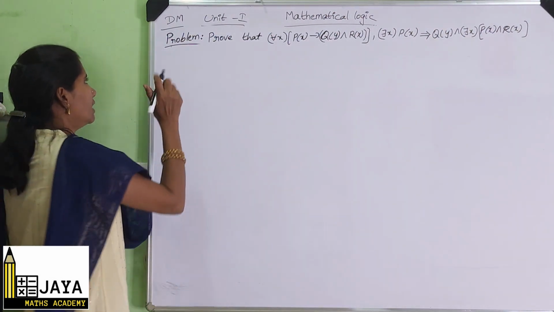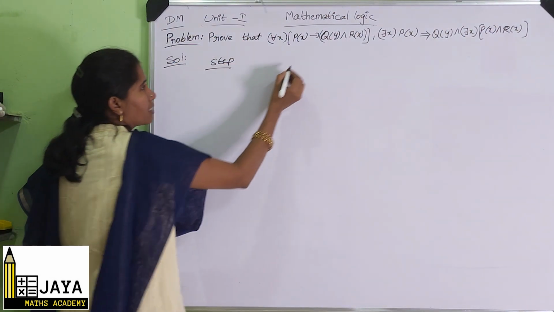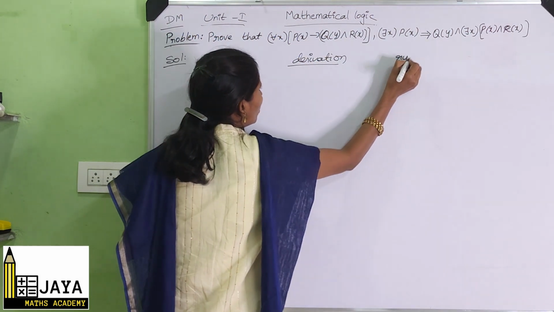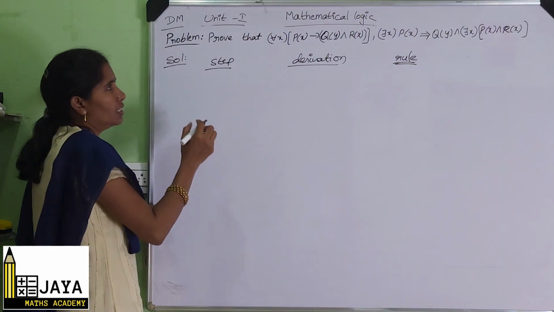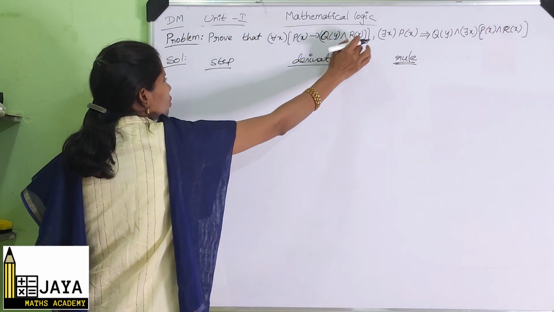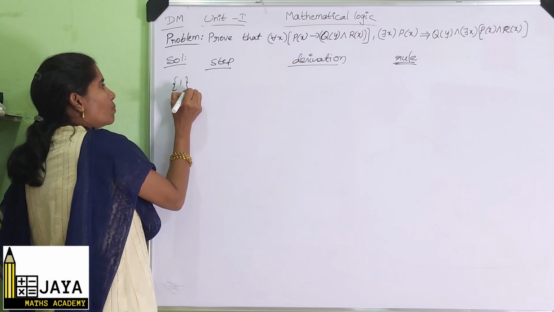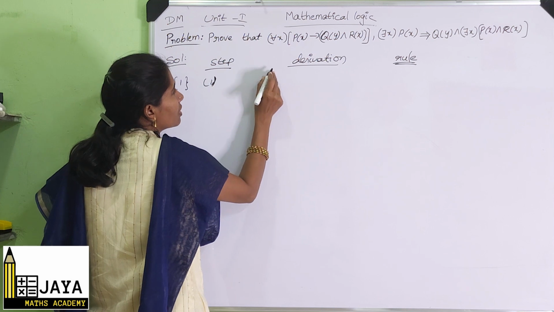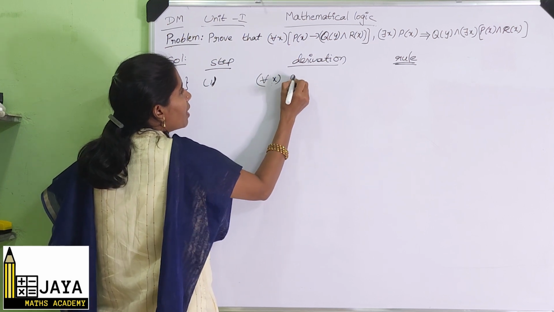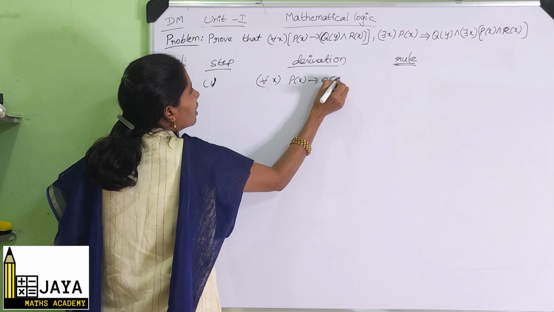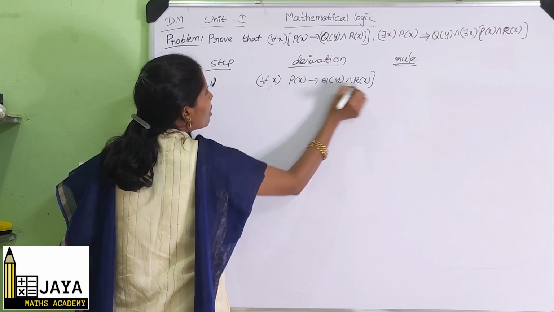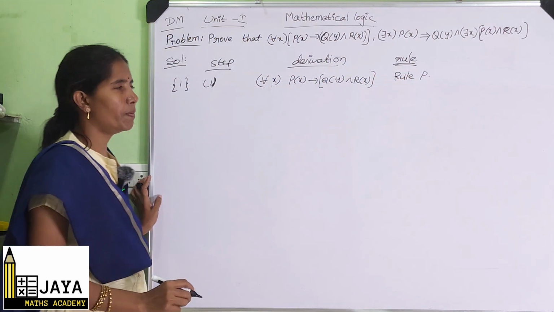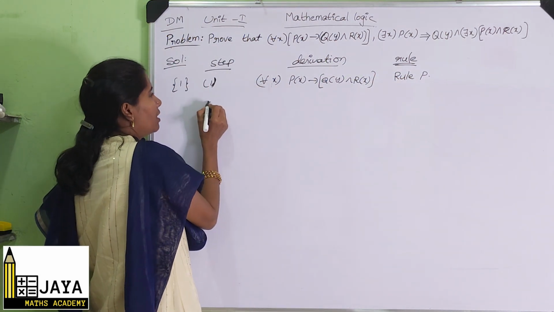Okay. Then in this solution, step, next derivation, next rule or formula. The first one, any one of the premises. Two premises we are having. So the first premise I am considering as number 1, for all x, p of x implies q of y and r of x. So it is rule P.